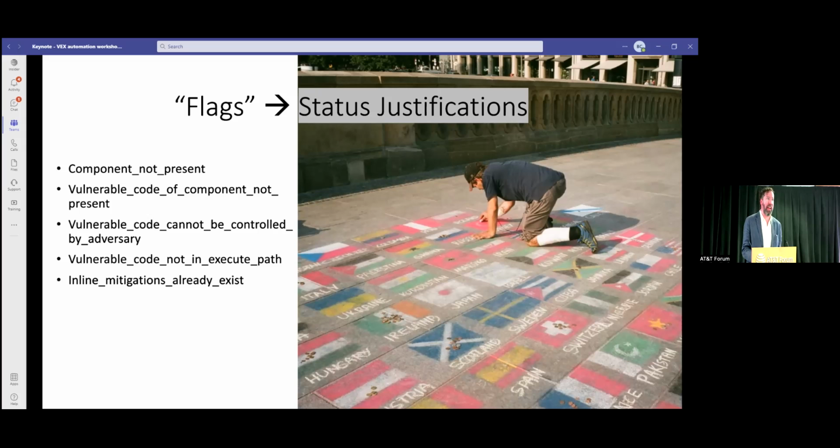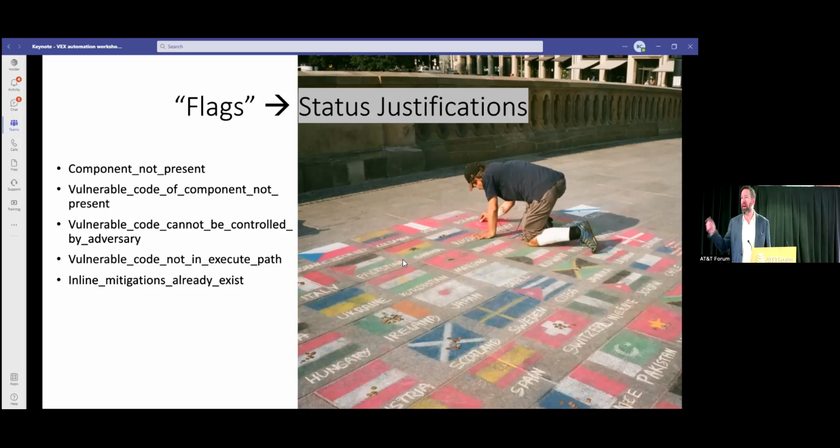And then last, we can say inline processes already admit, so it's not patched, but there's already a mitigation. So, for example, I call a function that is vulnerable to Stack Overflow, but I sanitize that input somewhere else. So we're not worried about it. So those are the status justifications.